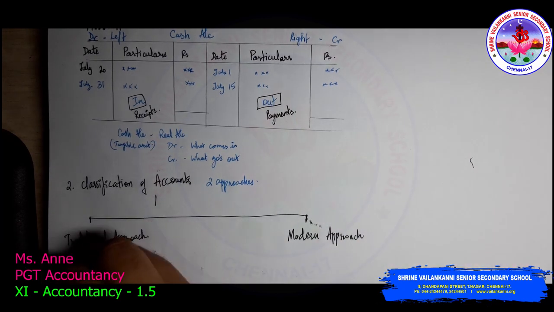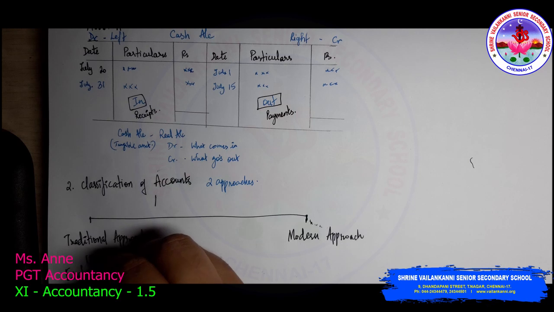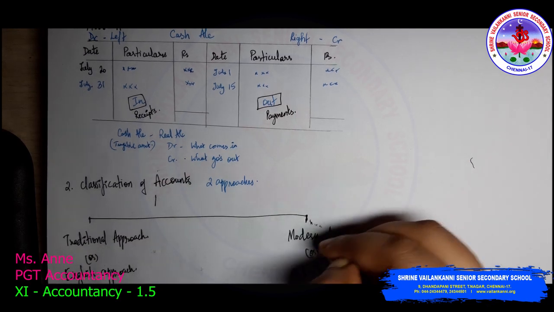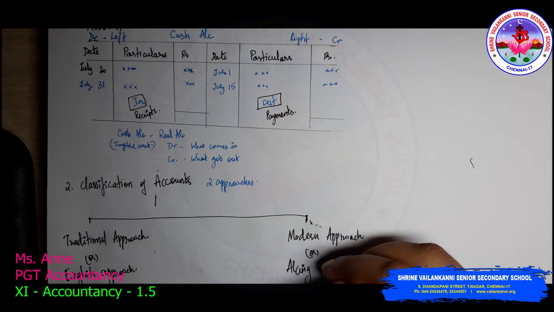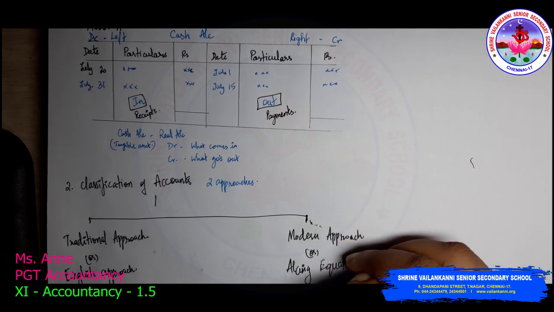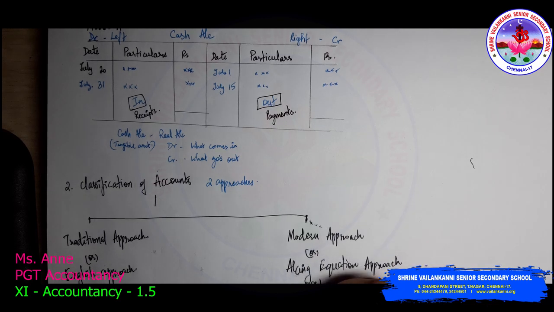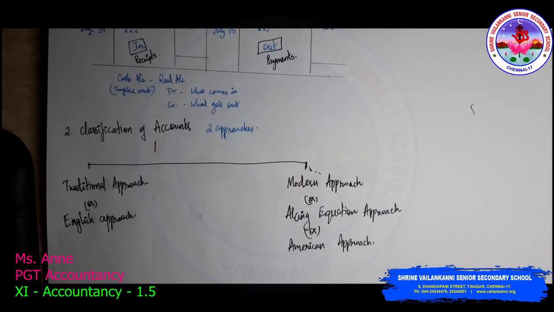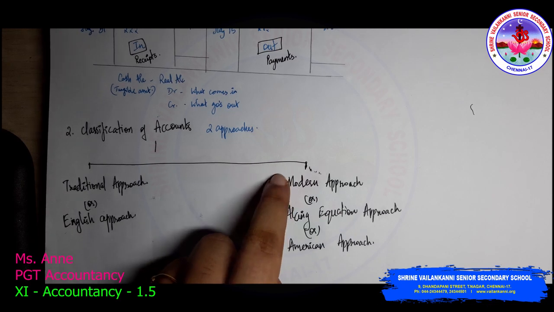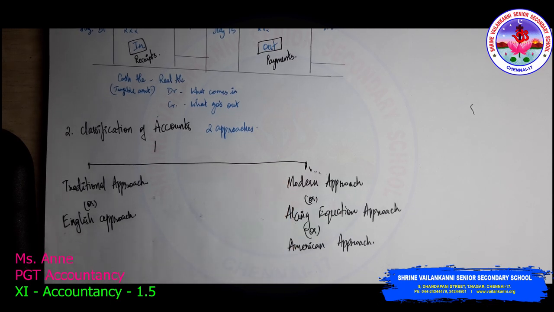Traditional approach is otherwise called English approach. Modern approach is otherwise called accounting equation approach or American approach. Okay, so traditional approach, or English approach; modern approach, accounting equation approach, or American approach.